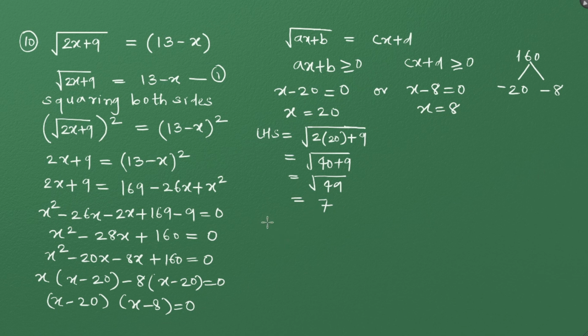Now let's check the right hand side. Right hand side is 13 minus x, and x is 20 here. This equals minus 7. So this means here left hand side is not equal to right hand side. So x equals 20 does not satisfy 1, so it is rejected.